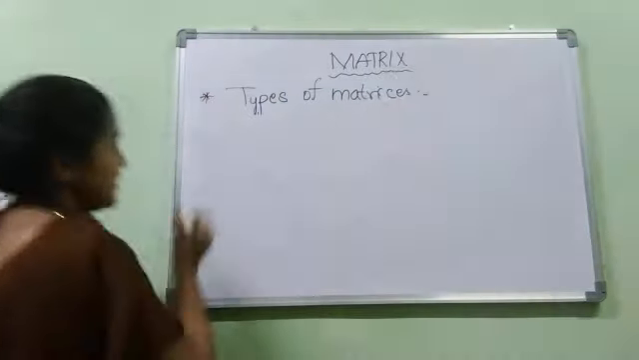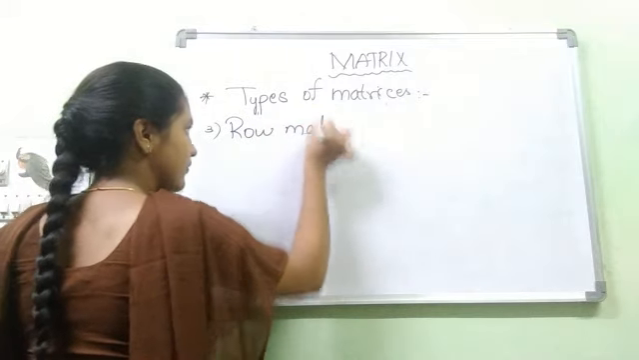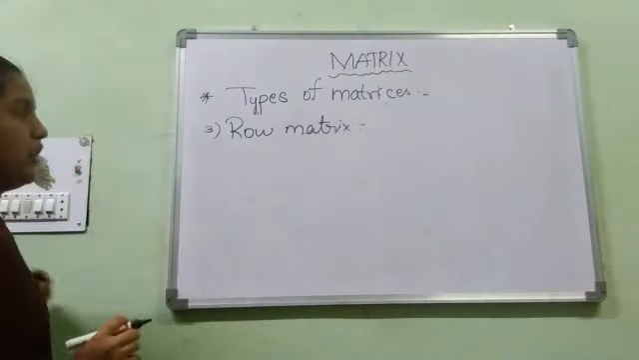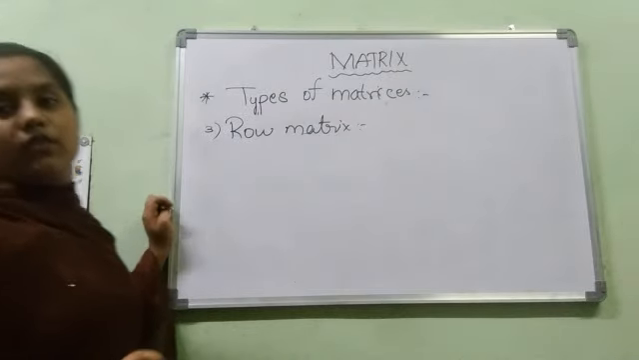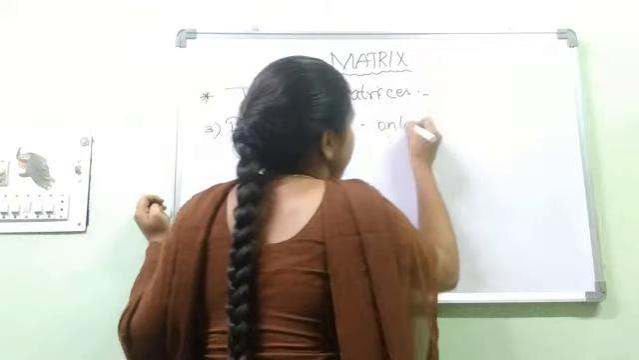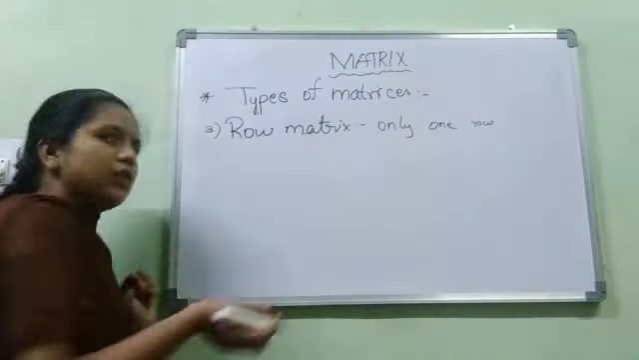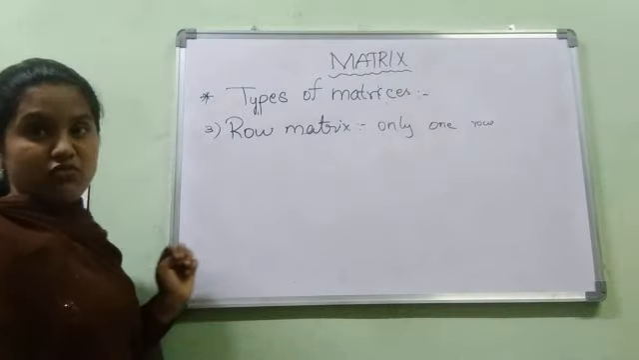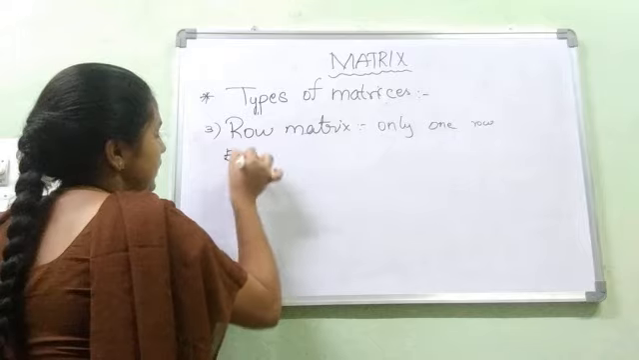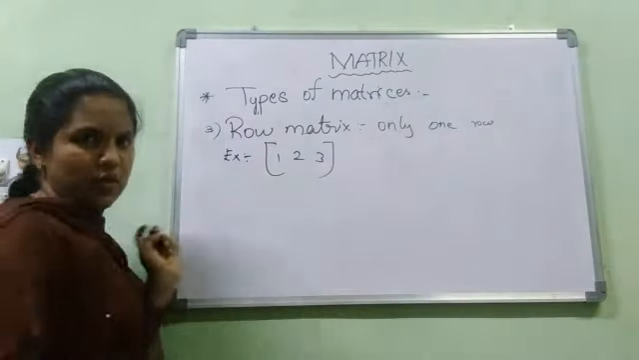So row matrix now. What is row matrix? The row matrix is a matrix which contains only one row. In simple way, only one row. It means, as I said, you need to count how many columns and how many rows, as I have shown you. So in that way, I'll give you one example, 1, 2, 3. Okay. See, this is one of the examples.